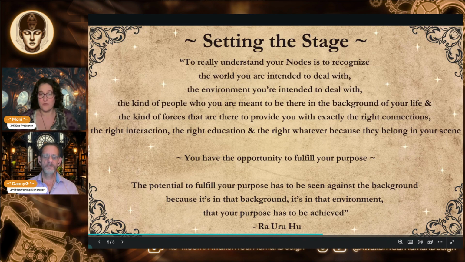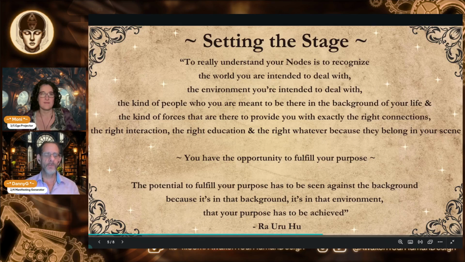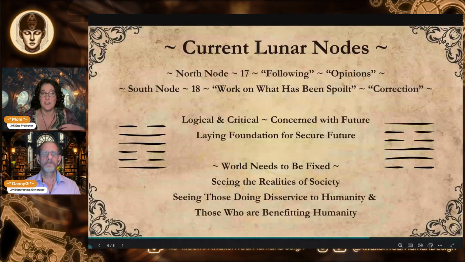And this is from Ra Uru Hu, the founder and creator of the Human Design system. The purpose and the path and the movement are all in your nodes. And when you look at the gates that are your nodes and you see, oh, I do have a movement from the south to the north, when I count both souths and both norths, along with some cross action where you go diagonally across, they hook you into a line of geometry and guarantee your movement in a direction. The north node has been 17, which is following and opinions. The south node is 18, which is work on what has been spoiled, and correction.